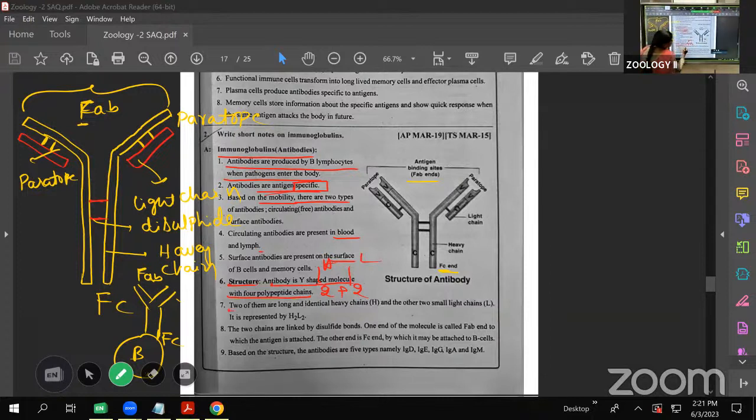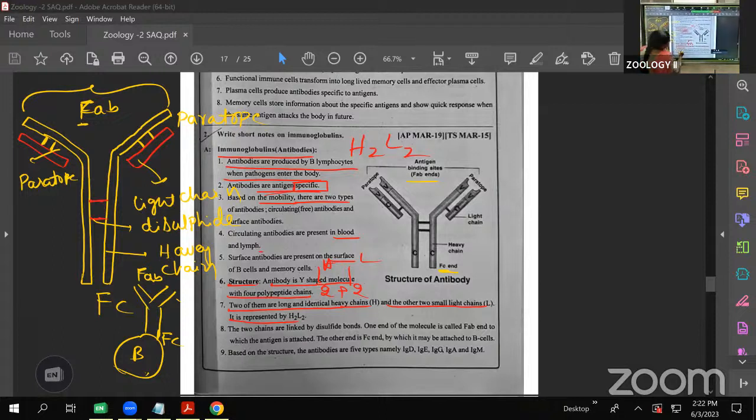Two of them are the long and identical heavy chains. They are called H chains, or identical heavy chains. The other two small chains are called L chains. That is represented as a formula: H2, L2. Heavy chains are two and light chains are two. That's why it is represented by H2 L2.